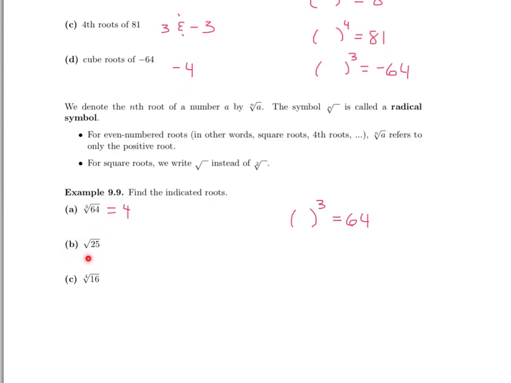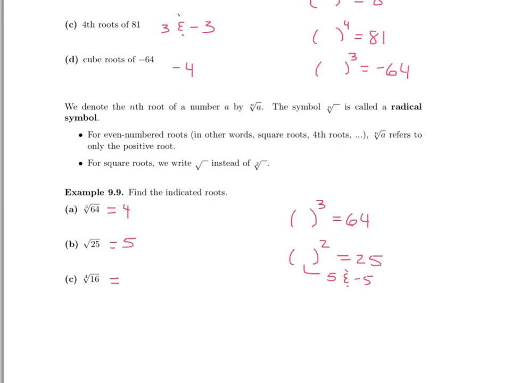Here we're calculating the square root of 25. In other words, we want to find the number which, if we squared it, would give us 25. Well, remember that both 5 and -5 would work here. But in this case, we're talking about an even-numbered root, and this symbol will represent only the positive root, just the 5. So we say the square root of 25 is 5.